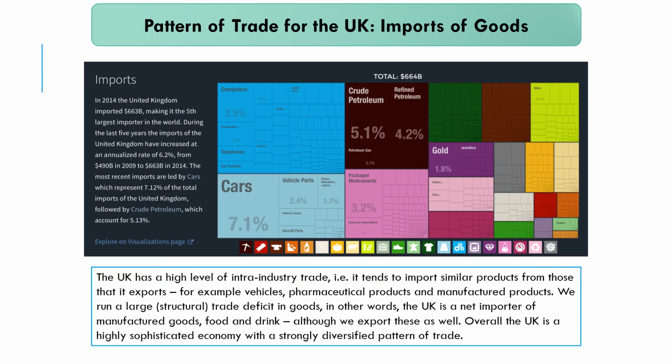When we look at the imported goods into the UK, again we can see quite a wide variety, lots and lots of different items, but again we see some energy, cars, computers, and so on. So there's a high level here of what we might call intra-industry trade. It tends to import similar products to those that it exports. So the UK is quite a sophisticated economy with quite a strongly diversified pattern of trade.